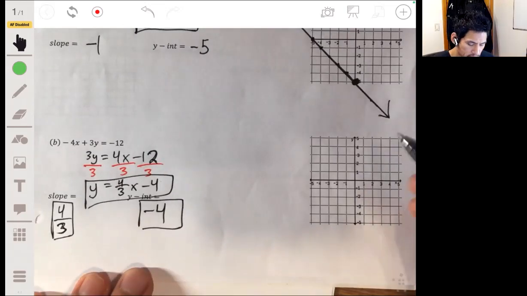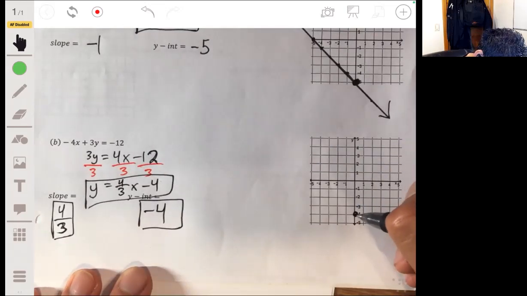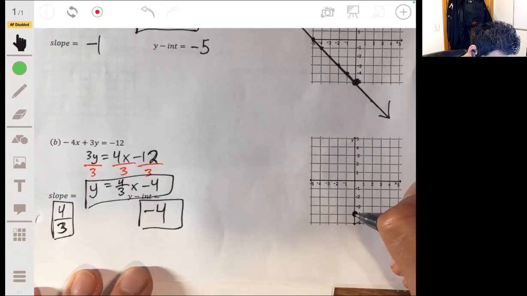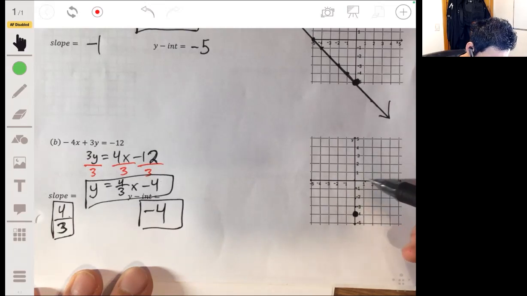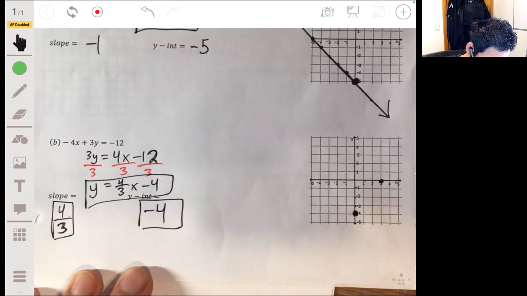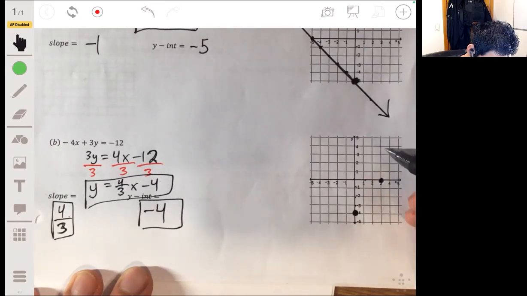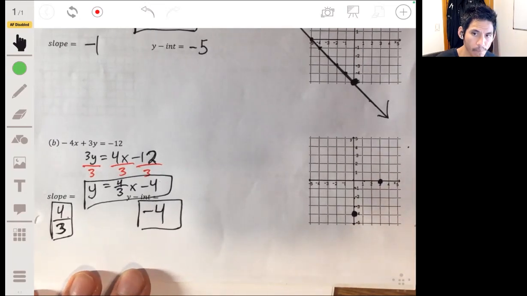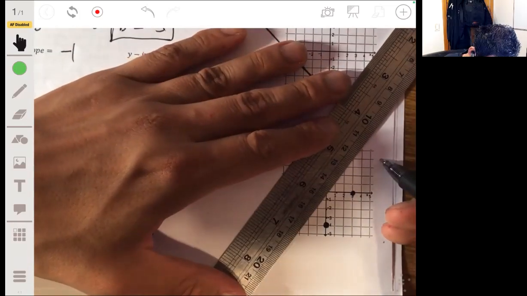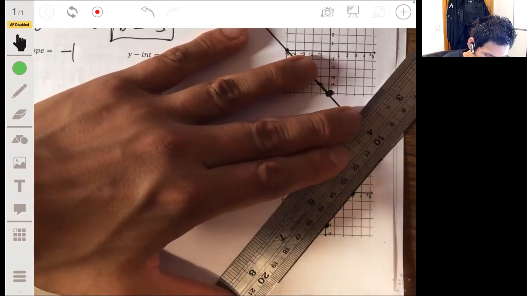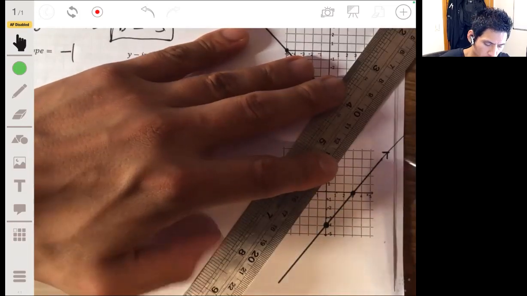So we go to the y-axis at -4. 4/3, since it's positive, we're going to the right. So up 4, 1, 2, 3, 4, and then to the right 3, 1, 2, 3. And then we try it again. And that'll be our line. Man, nice.